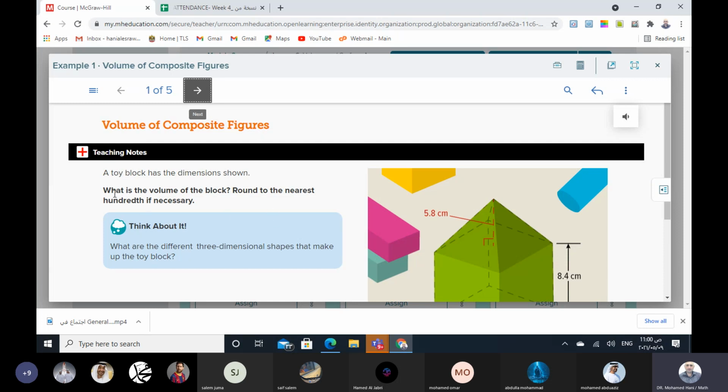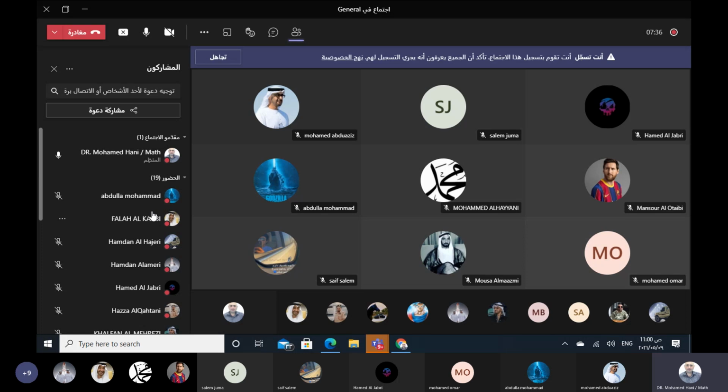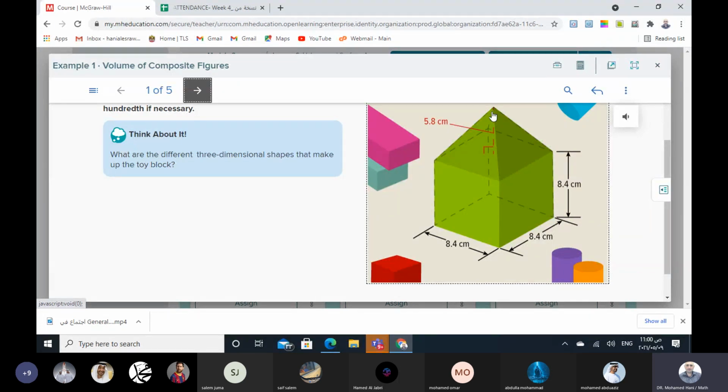Volume of composite figures. What is the volume of the block here? As you see in this figure, we want to find the volume. We don't have a formula to find the volume directly for this figure. So what I do is divide this figure into two figures. Down, we have a cube, and up we have a pyramid.